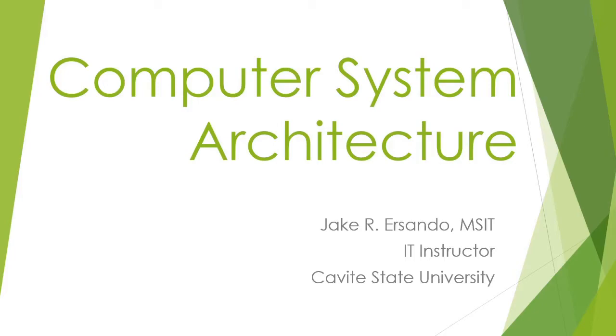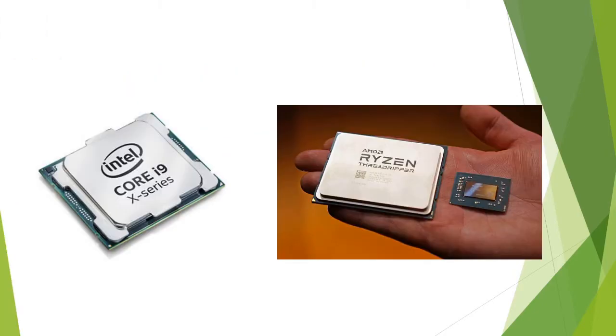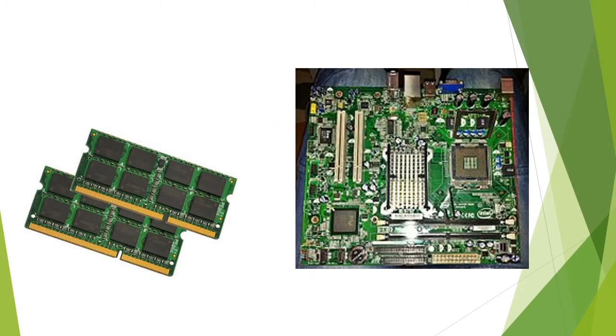So let's identify them. Okay. So first one. I don't know if you could identify them. So basically, these are computer CPUs. Okay, so we have here an Intel CPU and an AMD CPU. Next one, we have a computer motherboard and then a laptop memory.